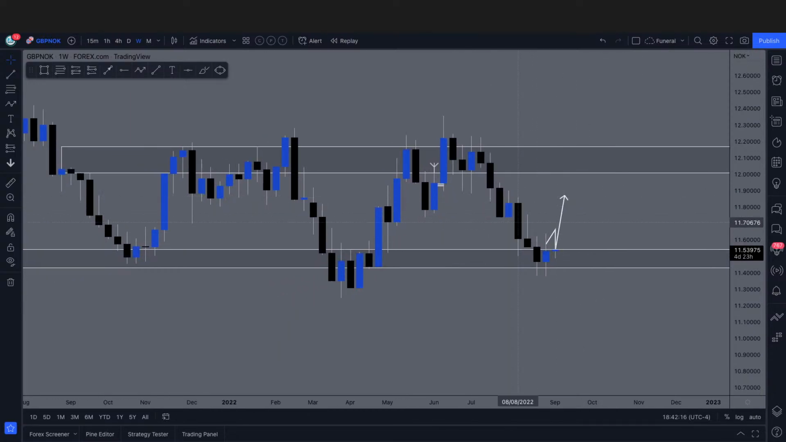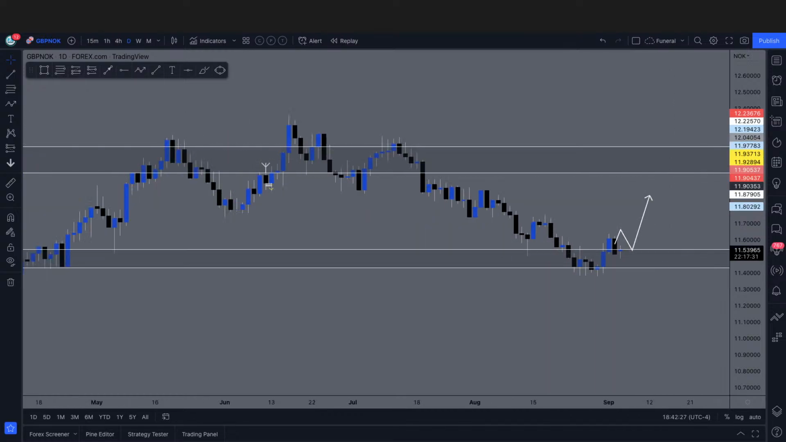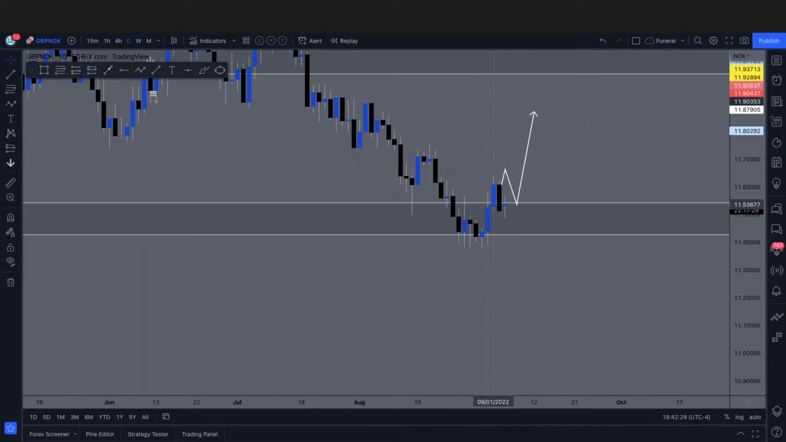As you see, this impulse, we are starting the retracement on the weekly, retesting previous structure support that should act as support once again. If we drop down to the daily time frame, we did just make a move to the upside, breaking structure, coming back for a retracement. It is a little bit risky, but on GBP/NOK, we can look for a continuation to the upside.